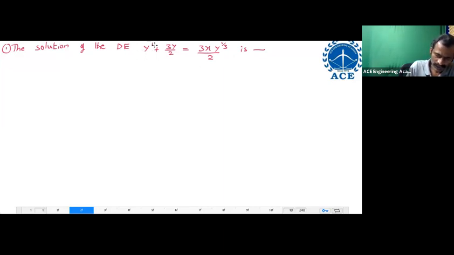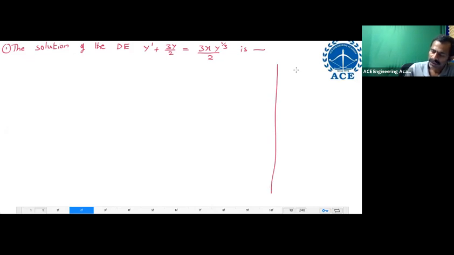Derivative power is 1. Next, here dependent variable is present, its power is 1. Other side, dependent variable is present, but its power is 1 by 3. So it is a non-linear. It is a first order non-linear. If it is a first order non-linear, we check whether this is in the form of Bernoulli's or not.